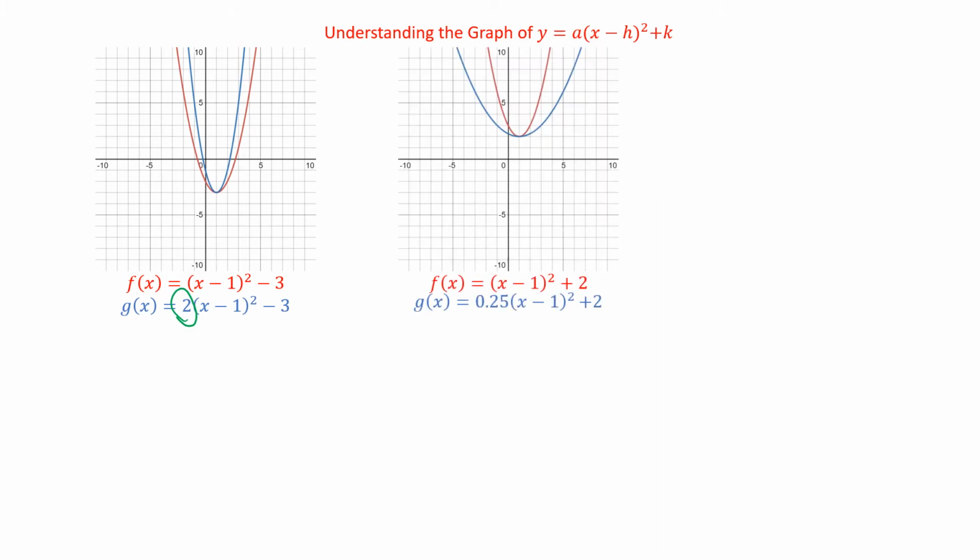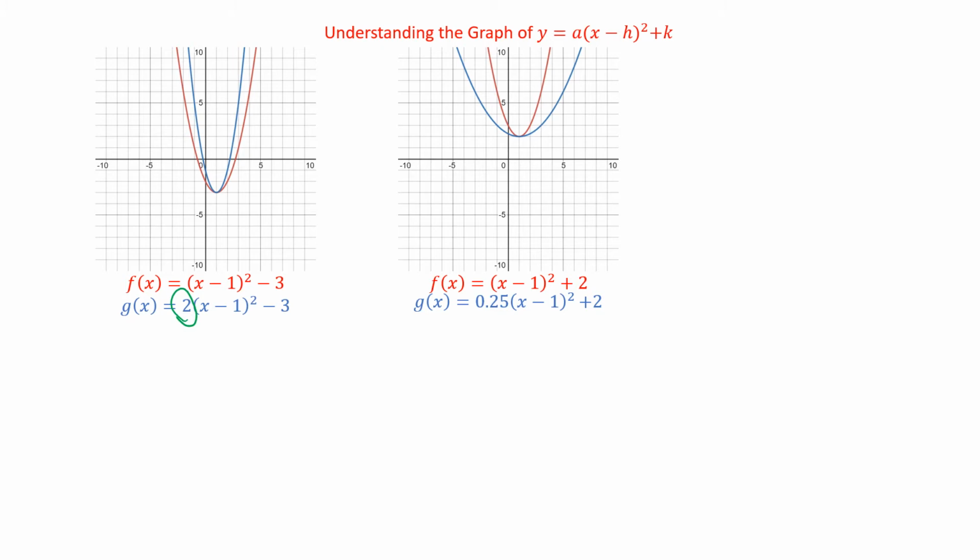What if we went the other way? So instead of multiplying by 2, let's multiply by something less than 1. So 0.25 or 1/4. Notice now, instead of the blue one being tighter and inside the red one, it's pulled out, it's fatter, and it's outside the red one. Notice the vertex is the same on both of those. As I mentioned, that a value is not going to change the vertex.